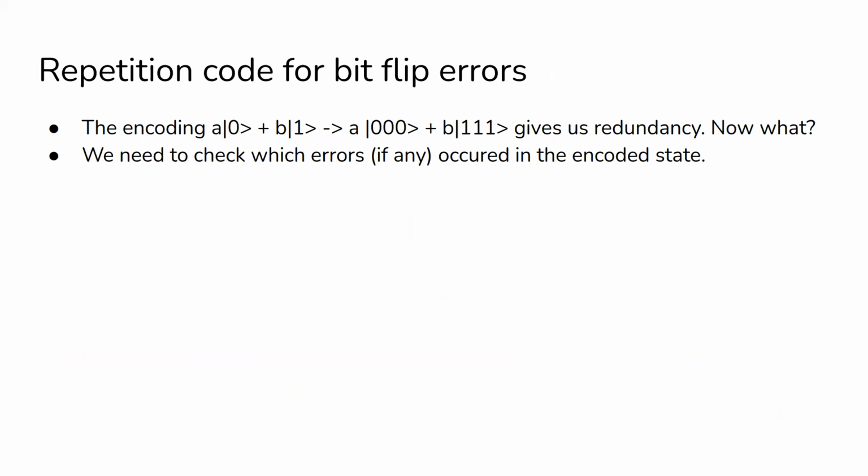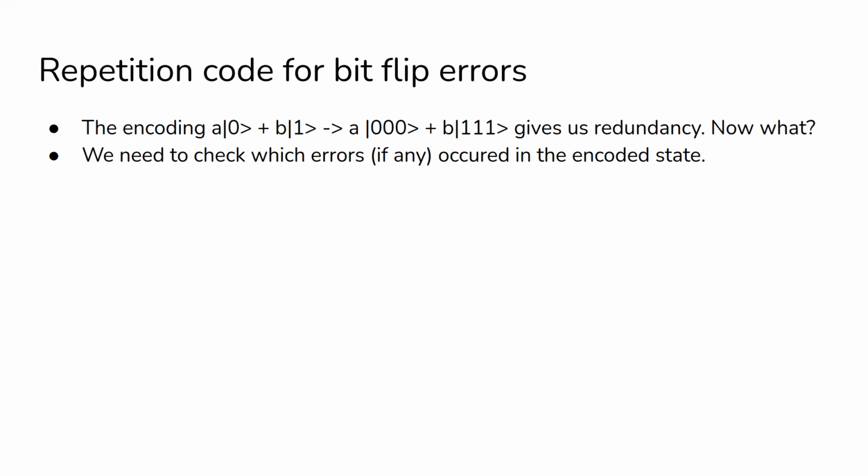Okay, so now we should be okay on time. Now we've encoded the states alpha 0, 0 plus beta 1, 1. And with the classical repetition code, we just know the bits that we get, right?